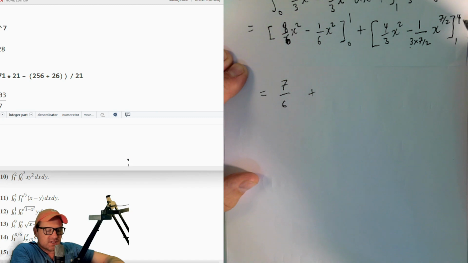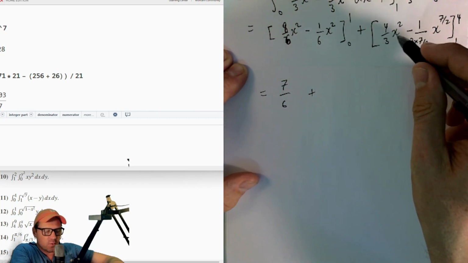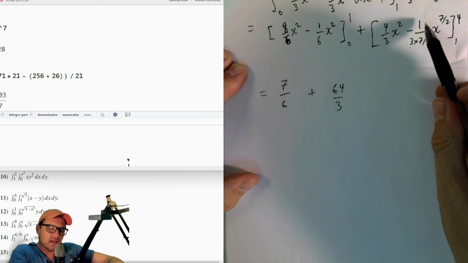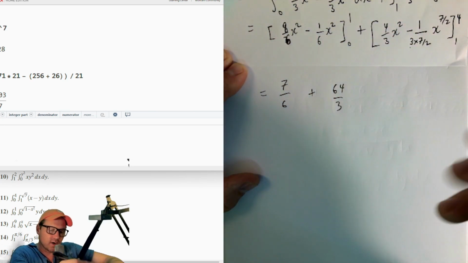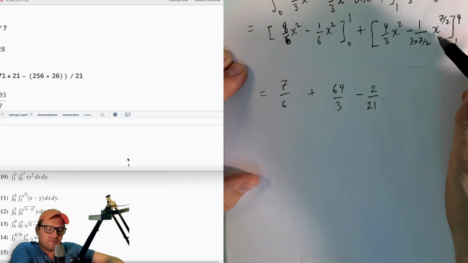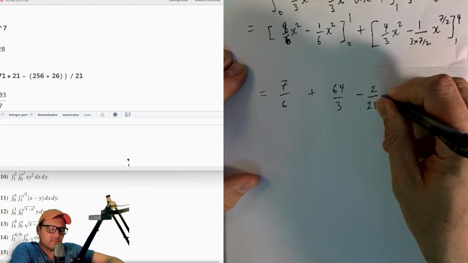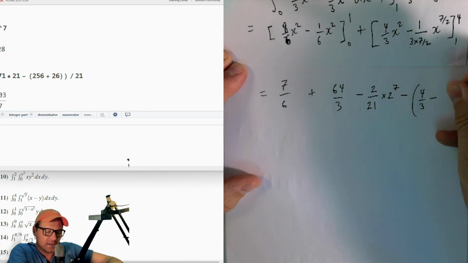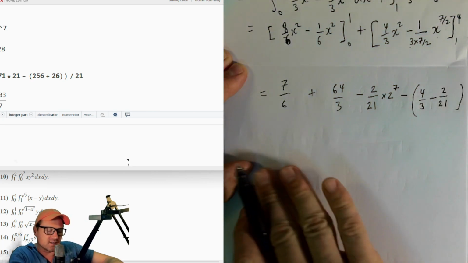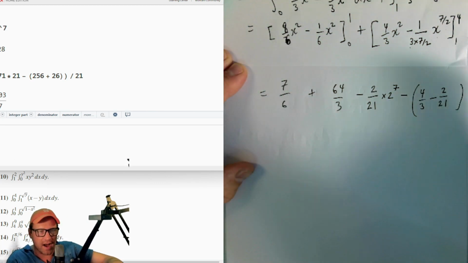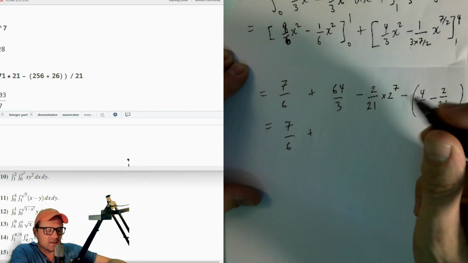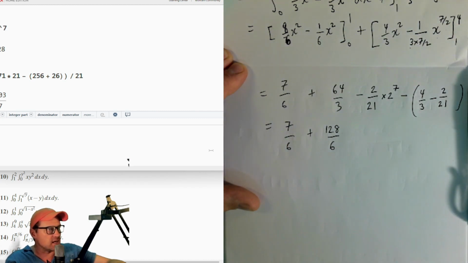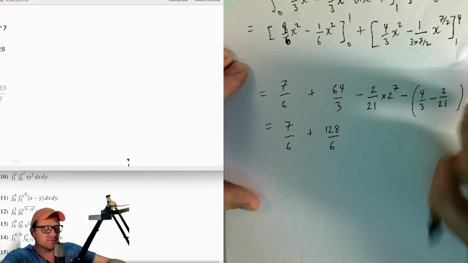So, okay, then we're subbing in 4. So 4 times 16 is 64. So 64 over 3. And then this fraction right here is 2 over 21. Okay, the square root of 4 is 2. So 2 to the power of 7. Now we subtract, same function, but sub in 1. So we have 4/3 minus 2 over 21. Okay, so we need to simplify this fraction, or the sum of fractions. So 7 over 6 plus 128 over 6. Now 2 to the power of 7 was 128. So 2 to the power of 8 is 256.